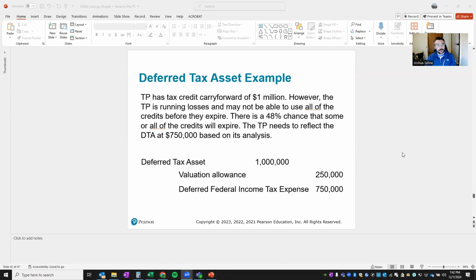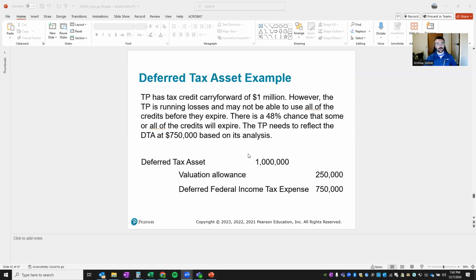So here we have an example of a deferred tax asset. The taxpayer has a tax credit carried forward of $1 million. However, the taxpayer is running losses and may not be able to use all of the credits before they expire. There is a 48% chance that some or all of the credits will expire. The taxpayer needs to reflect the DTA of $750,000 based on its analysis.